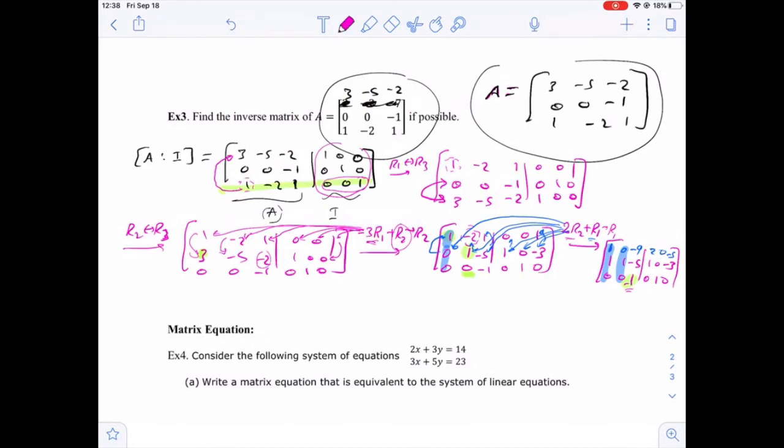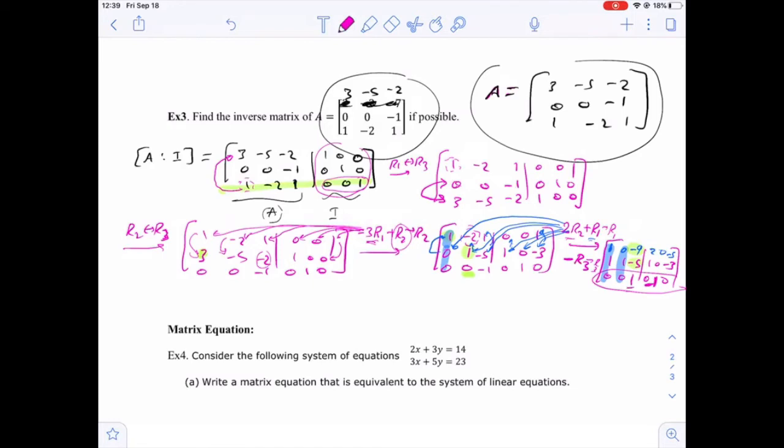So let's do the operation here. I'm going to multiply row 3 by negative 1, and put that in row 3. You need to change the sign of each entry. So this row becomes 0, 0, 1, 0, negative 1, and 0. Good. Now we need to make those two entries, negative 5 and negative 9, zeros.